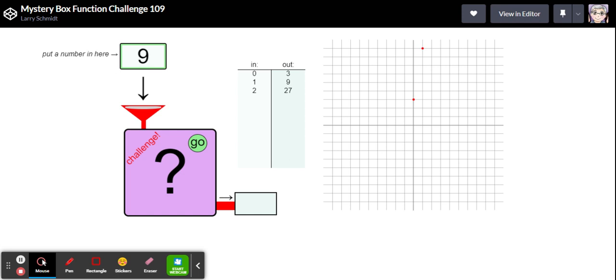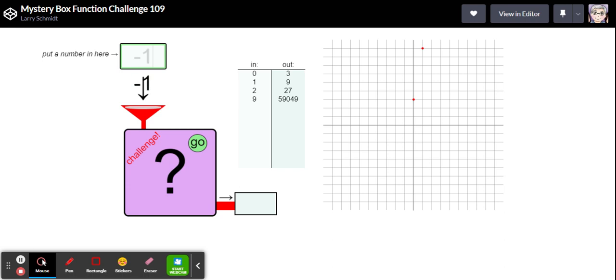I'm gonna put something way out there. I'm gonna put in a 9. 59,049. So that's definitely off our graph, and it's a very big number. So this continues as you go out on the x-axis. It continues shooting up really quickly. Let's try some negative numbers.